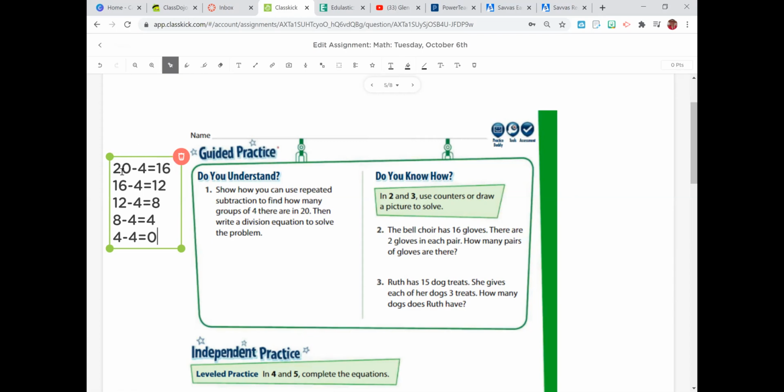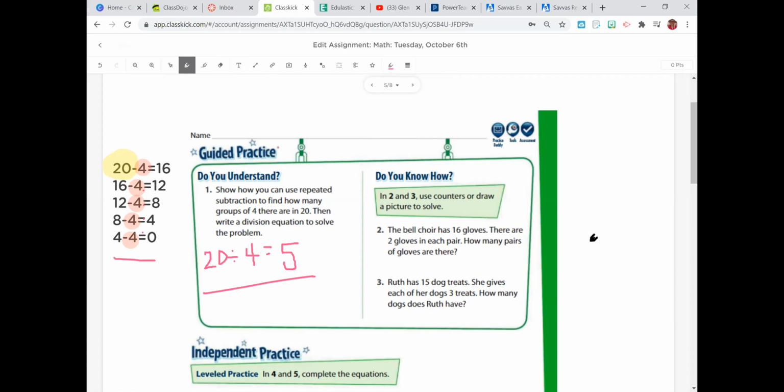I started with 20. I took away 4, and I can count how many times. I took away 4, 1, 2, 3, 4, 5 times. My division problem starts with the total divided by the number I'm taking away, and that equals the amount of times I took it away. 1, 2, 3, 4, 5. My quotient is 5. Go ahead and write out both parts inside your book.